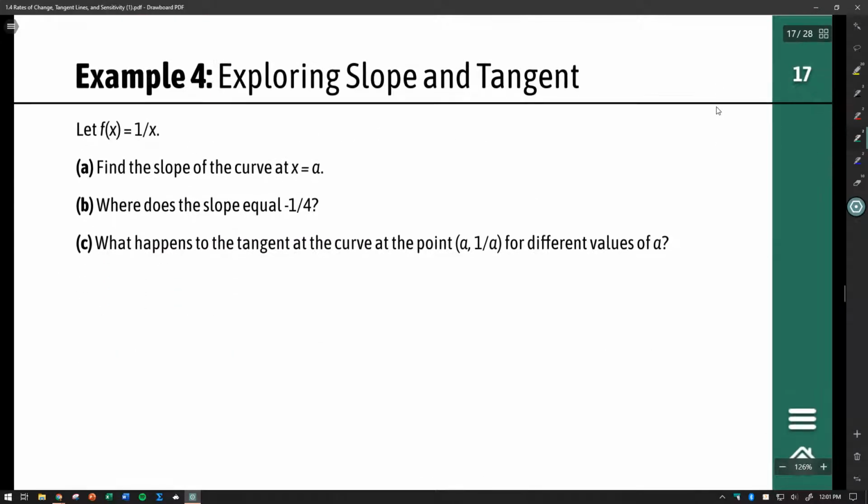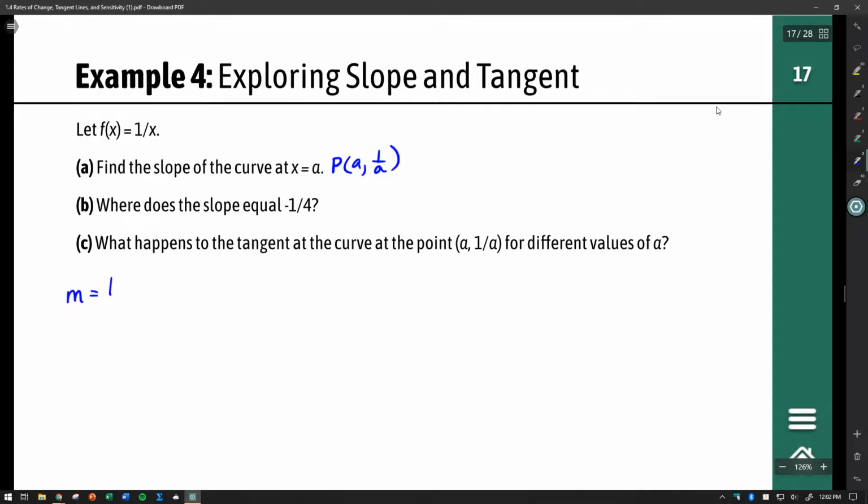All right, it's time for an example. We want to explore what happens with the function 1 over x at some arbitrary point A. And then where does that slope equal negative 1/4? And then answer a little bit about the point A, comma 1 over A for different values. Okay, so let's get going. f of x is 1 over x, and so that means our initial point P might be defined as a comma 1 over a. All right, next, let's set up the slope.